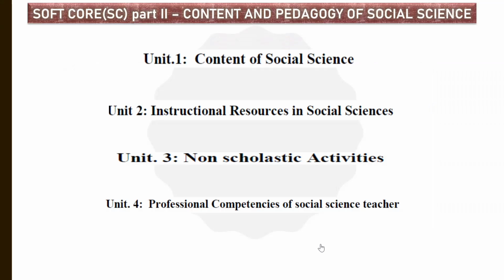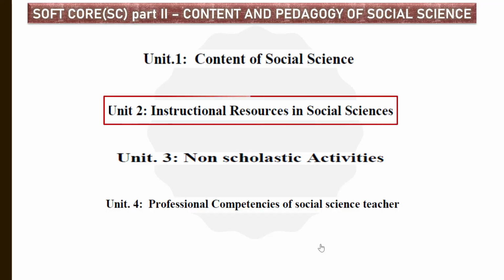So, in third semester, these are the 4 units. Unit 1, content of social science. Unit 2, instructional resources in social science. Unit 3, non scholastic activities. Unit 4, professional competencies of social science teacher. All about being a teacher, especially related to the subject. As of now, I am going to cover Unit 2, instructional resources in social science.